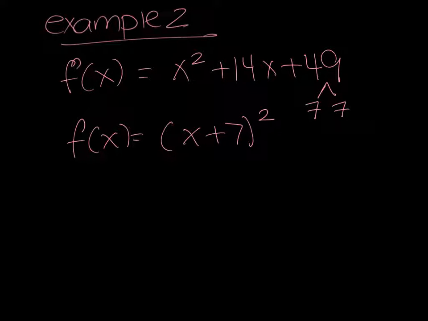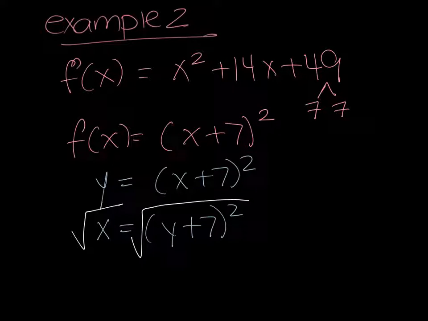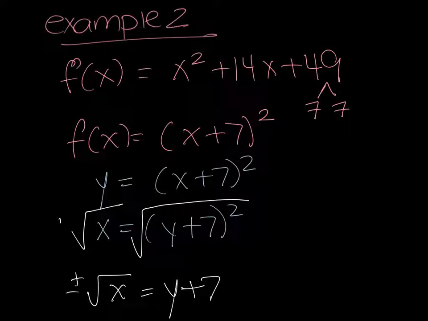Now I'm going to find the inverse. So we have y equals x plus 7 squared. I'm going to switch x and y. So we have x now equals y plus 7 squared. The inverse of squaring is the square root, so I'm going to find the square root of both sides. When I find the square root of a number, I always get 2 answers. So I'm going to write plus or minus the square root of x is equal to y plus 7. In order to get y by itself, y equals -7 plus or minus square root of x.